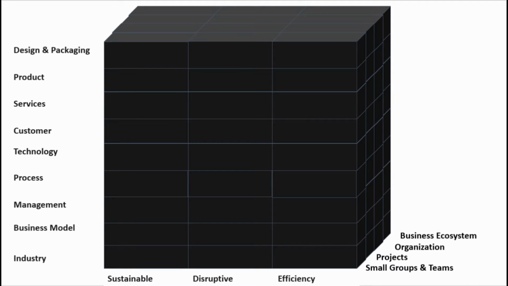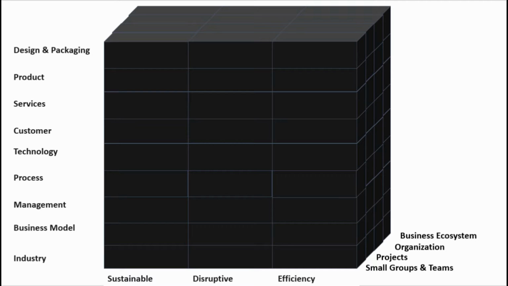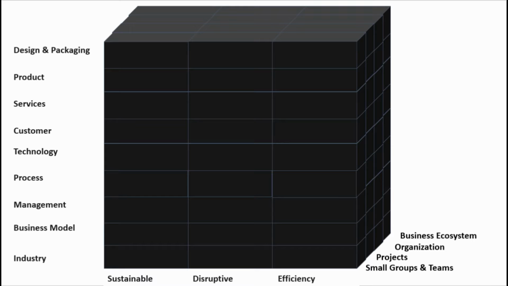The fourth type is the new sources of supply. This involves acquiring new sources of supply of raw materials or of semi-finished goods, irrespective whether the source already existed or is created for the first time. The last and final one is mergers and divestments. This is the introduction of new organization structure, for example, creation or breaking of monopoly positions.